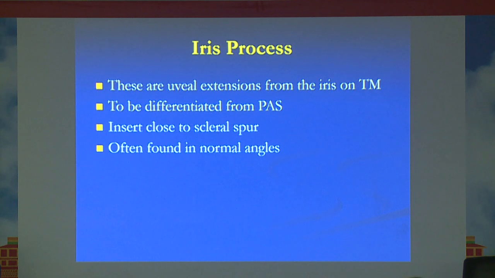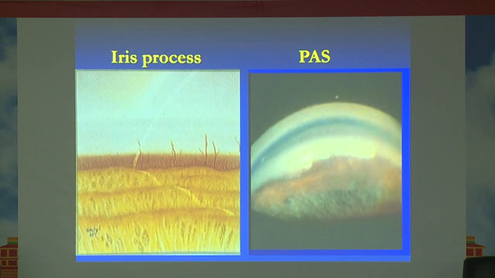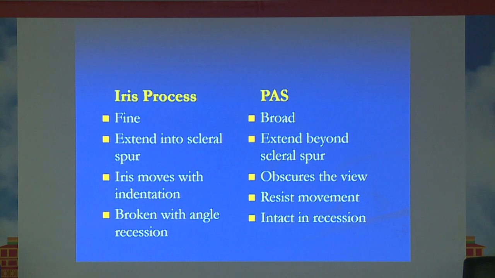Iris processes are epithelial extensions from the iris onto the trabecular meshwork, and they have to be differentiated from peripheral anterior synechiae. They insert close to the scleral spur and are often found in normal angles. This is important. In the left side picture, there are iris processes and peripheral anterior synechiae. Peripheral anterior synechiae are broad, whereas iris processes are fine. Peripheral anterior synechiae do not move with indentation, they obscure the view, and they extend beyond the scleral spur.